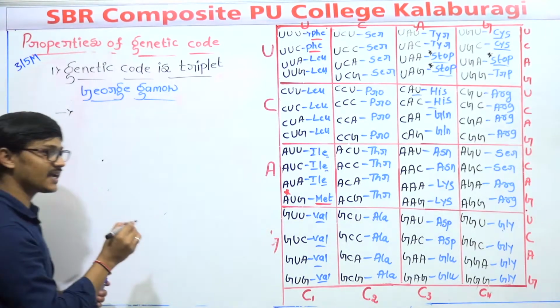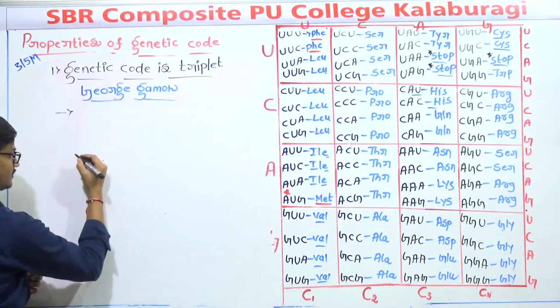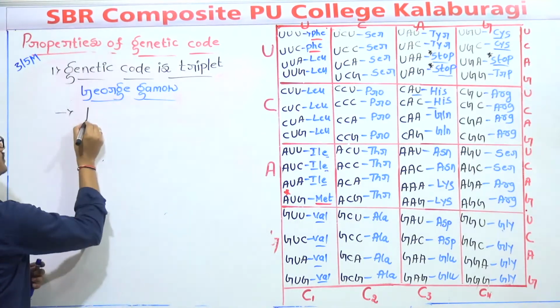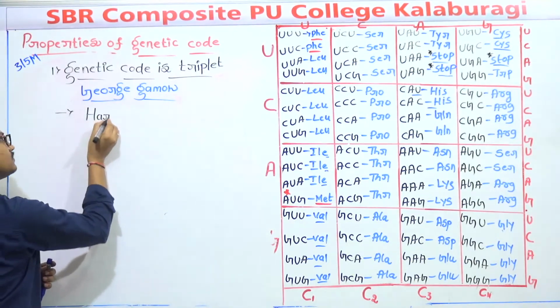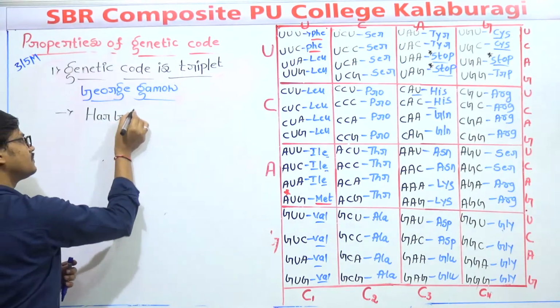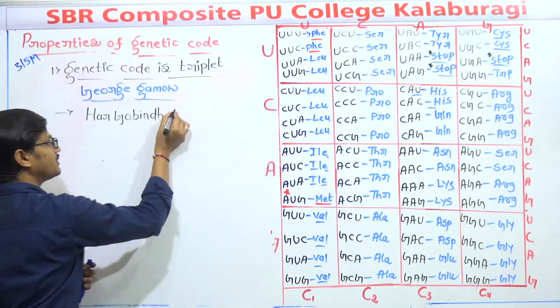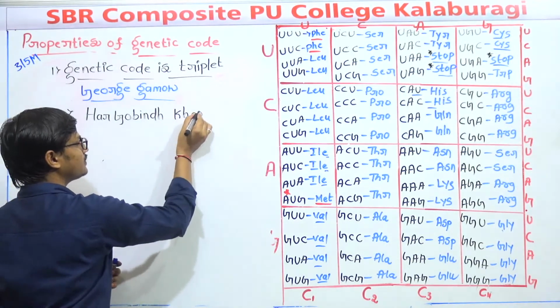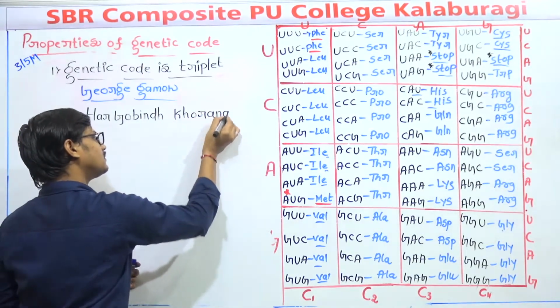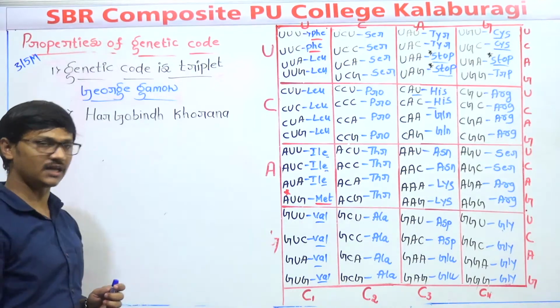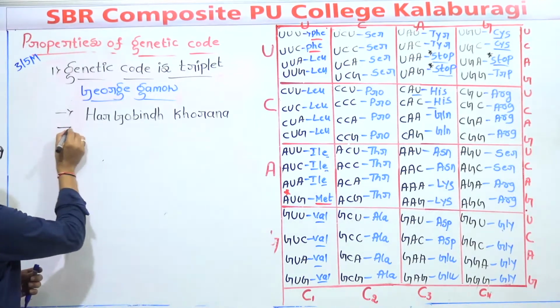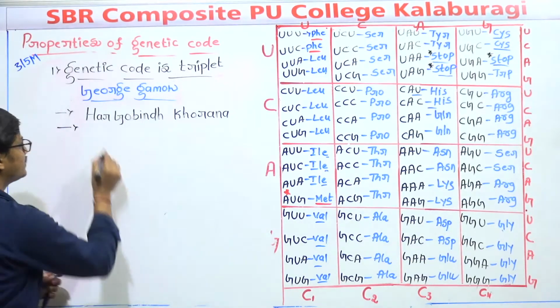There are 3 scientists. One, Hargobind Khorana is one scientist, and another one is Nirenberg.